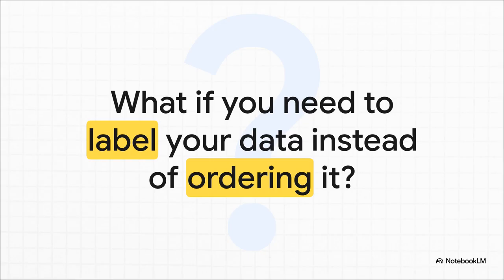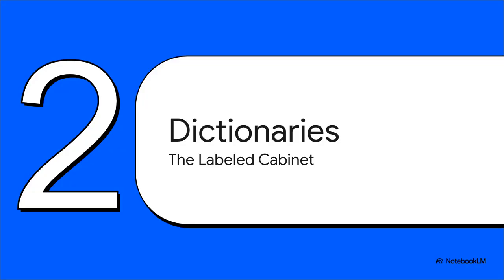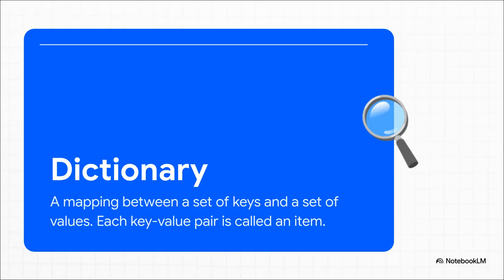You just want to look them up by a label, like name or grade. And for that job, we grab a totally different tool from our toolbox, the dictionary. If a tuple is a sealed box, a dictionary is a file cabinet with perfectly labeled folders. You don't care what order the folders are in, you just want to be able to pull out the right one by its label. So in Python speak, we call this a collection of key-value pairs. Every single piece of data, that's the value, is tied to a unique label, that's the key.